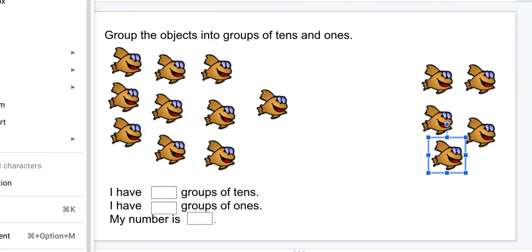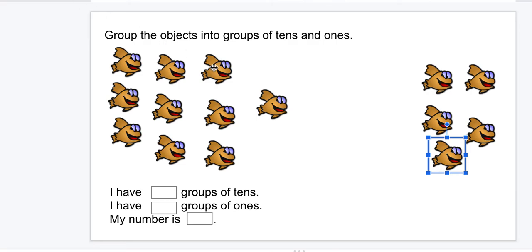So what we are going to do from here is look at how many groups of tens we have and how many ones we have. It says groups of ones, but we're just going to say ones because we don't really group them. We kind of do, but not really, because we group our tens together. So we have 1, 2, 3, 4, 5, 6, 7, 8, 9, 10. Here's my group of 10. So we have one group of 10.